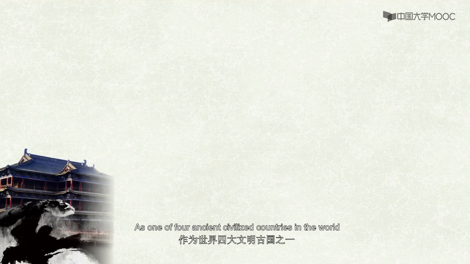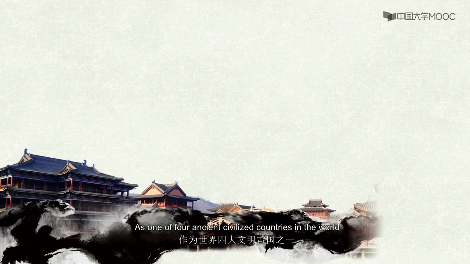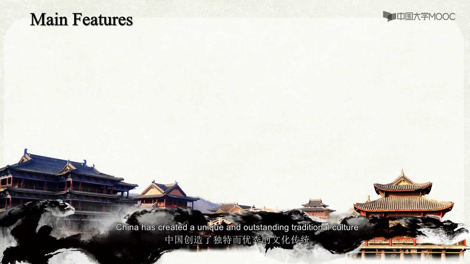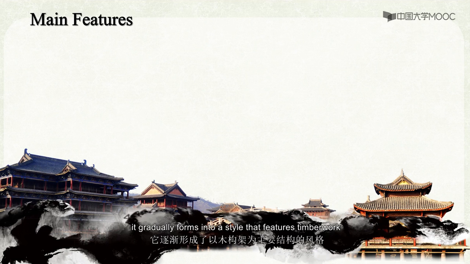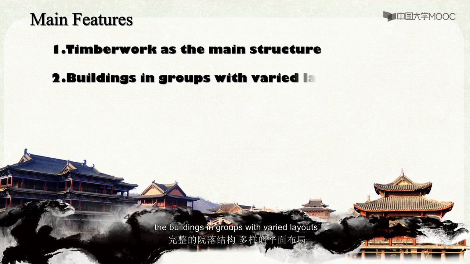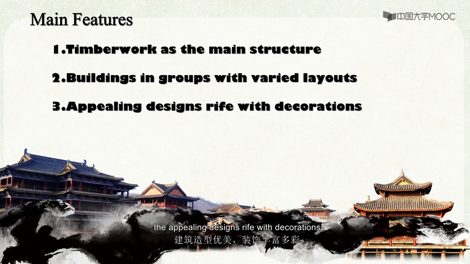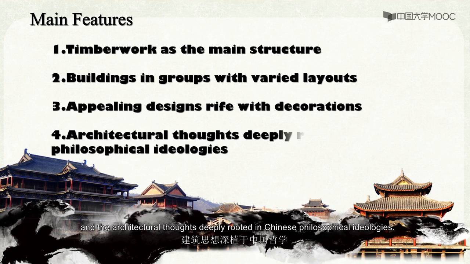As one of 4 ancient civilized countries in the world, China has created a unique and outstanding traditional culture. China's architectural art is a particularly beautiful branch in the tree of Chinese civilization. During its long development, it gradually formed a style that features timberwork, the buildings in groups with varied layouts, the appealing designs rife with decorations, and the architectural thoughts deeply rooted in Chinese philosophical ideologies.